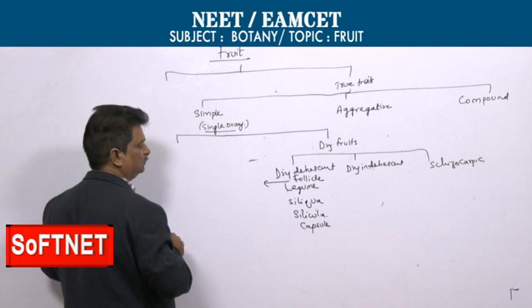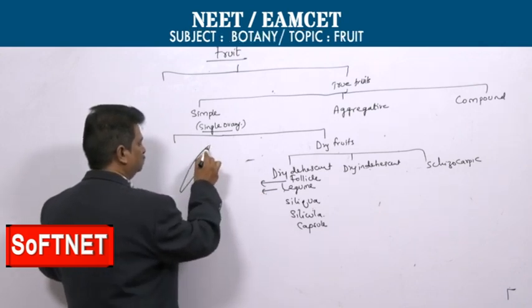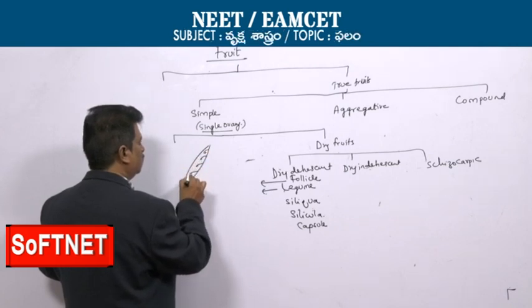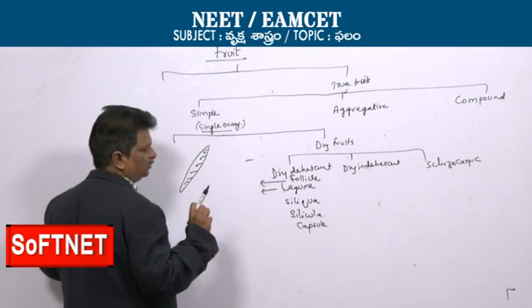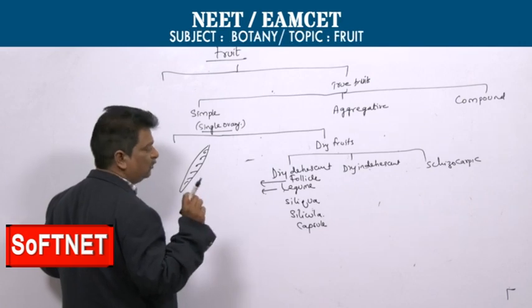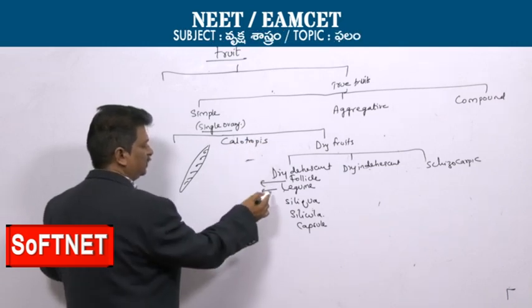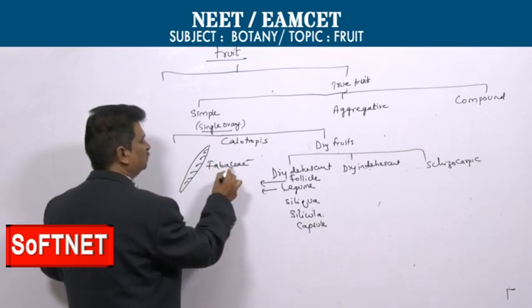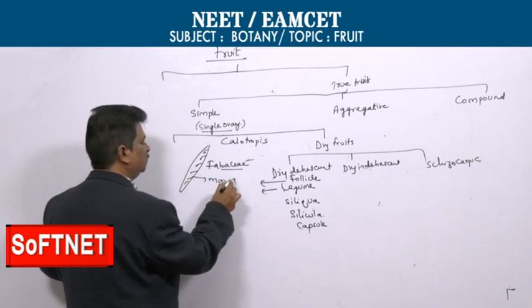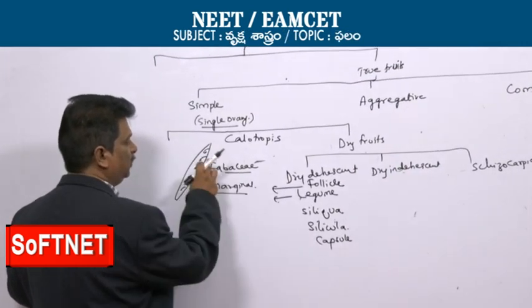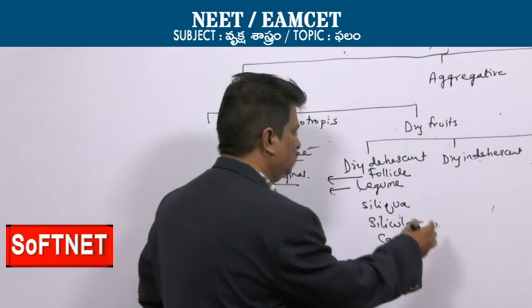The first one, follicle. Follicle and legume both are developed from monocarpellary unilocular ovary. But the difference: in follicle, the fruit breaks only on one side, the ventral side. Example for follicle: calotropis. Then second one, legume. Legume is the characteristic fruit of Fabaceae, developed from monocarpellary, unilocular ovary with marginal placentation. In legume, the fruit breaks both dorsally and ventrally and liberates seeds.